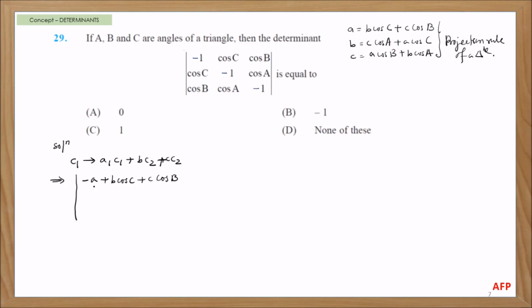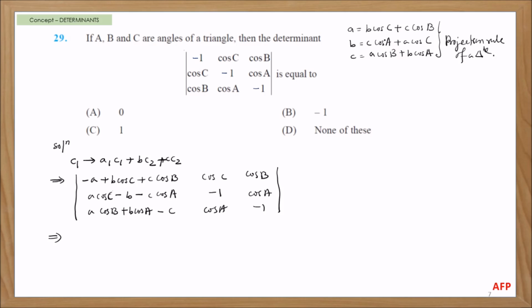Similarly, first column we have multiplied with A, second column we have multiplied with B, third column we have multiplied with C, capital C. Next, first column multiplied with A, second column we have multiplied with B, third column we have multiplied with A. So this is what changes in the first column, and the rest of the columns are the same.